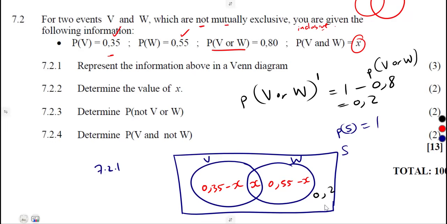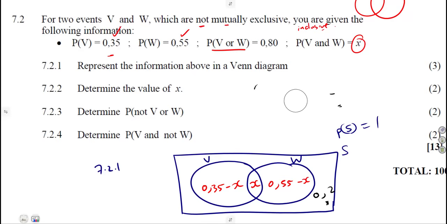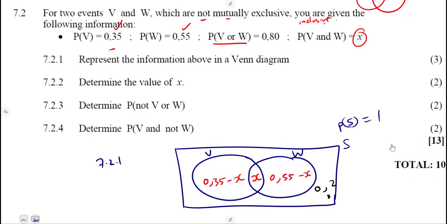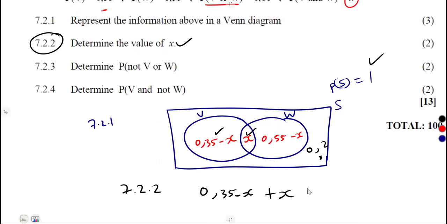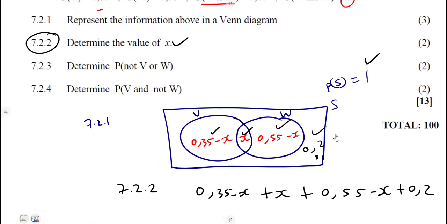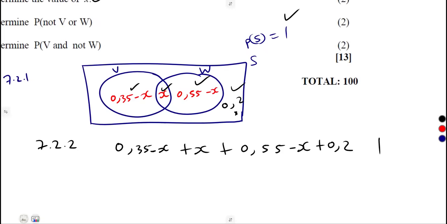All right. So it was important for you to know this one, because most of you guys were going to leave that one unattempted. So 7.21, that's our Venn diagram, and determine the value of X from there. We can simply form an equation, as we have each and every part. The probability of the sample space is always equal to 1. So take 0.35 minus X, you add X, you add 0.55 minus X, you add the 0.2, you must obtain the probability of the whole sample space, which is 1.